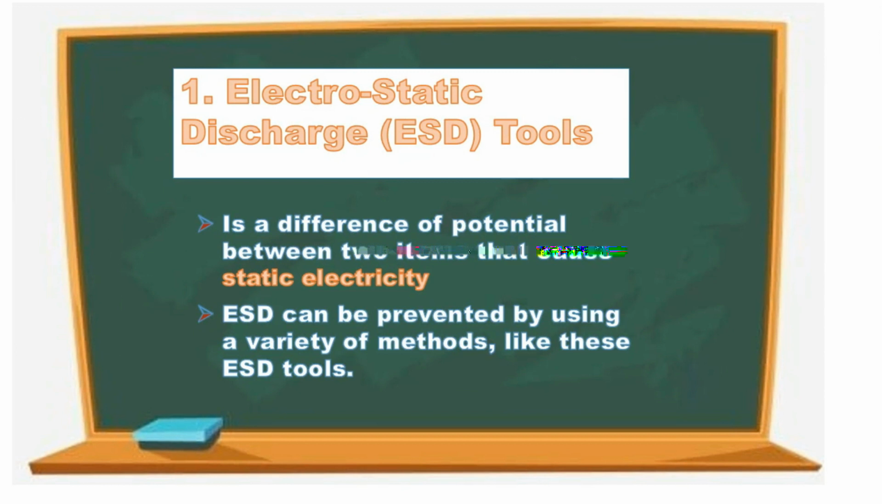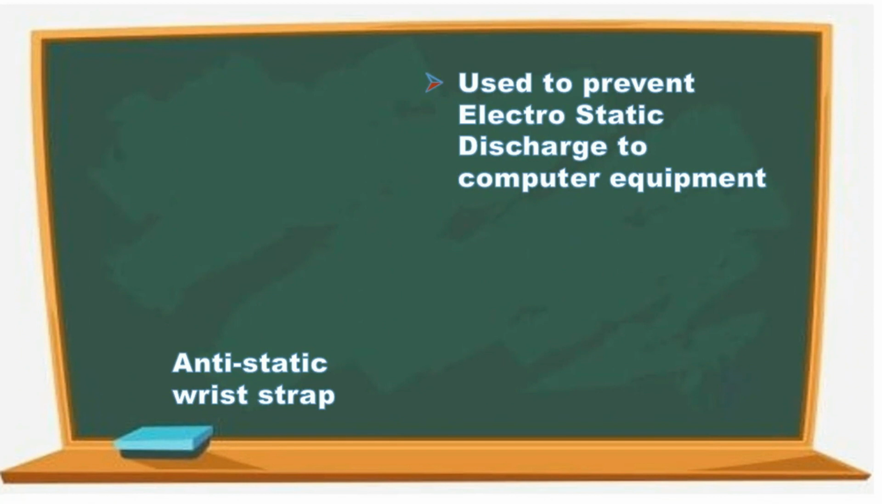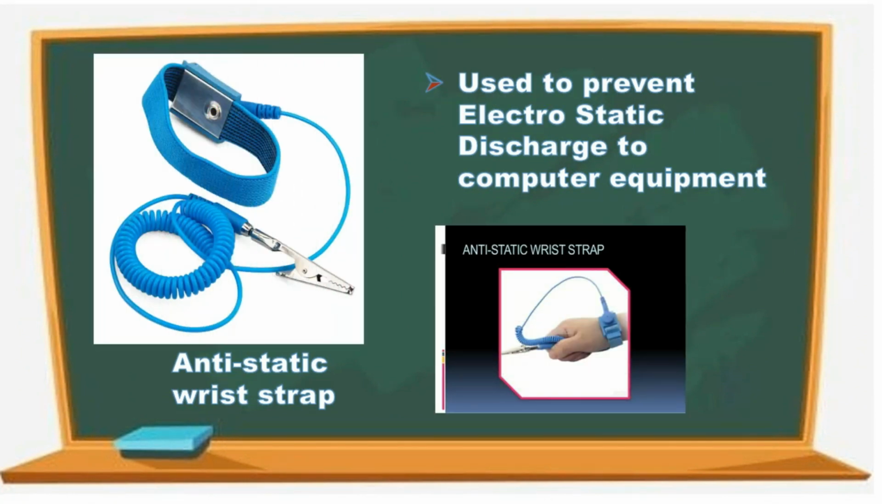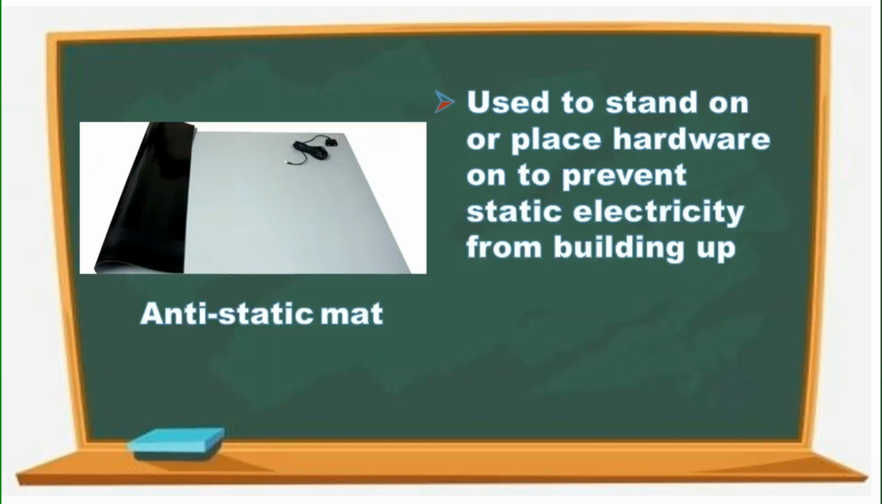Electrostatic discharge or ESD is a difference of potential between 2 items that causes static electricity. ESD can be prevented by using a variety of methods like these ESD tools. 1. Anti-static wrist strap. It is used to prevent electrostatic discharge to computer equipment. Another is the anti-static mat. It is used to stand on or place hardware on to prevent static electricity from building up.